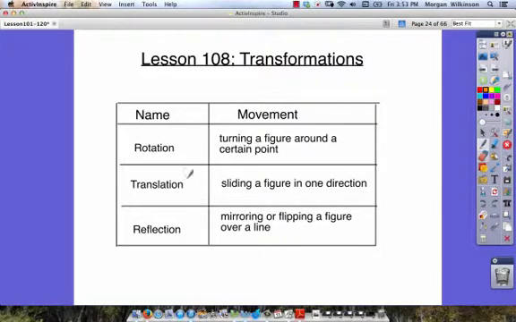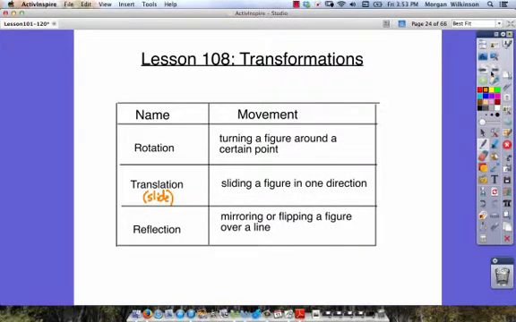In our table here, you can see we have a rotation, which just means turning a figure around a certain point. We could have a translation, which is also called a slide. It just means sliding a figure in one direction. Let's write slide under here as well, because that's another common name that we use. And a reflection is just mirroring or flipping a figure over a line. Please pause the video now to copy this table into your notes.